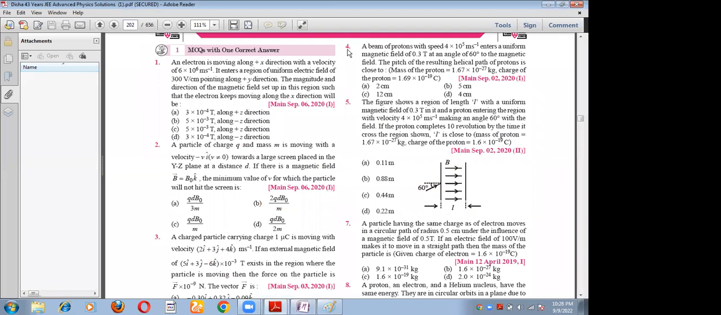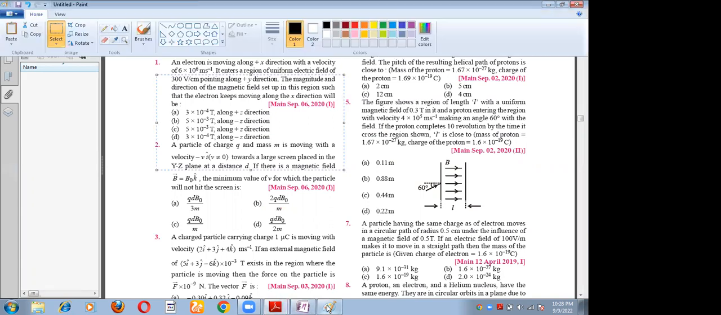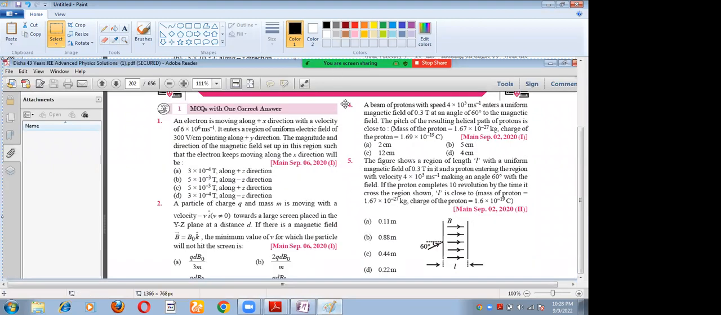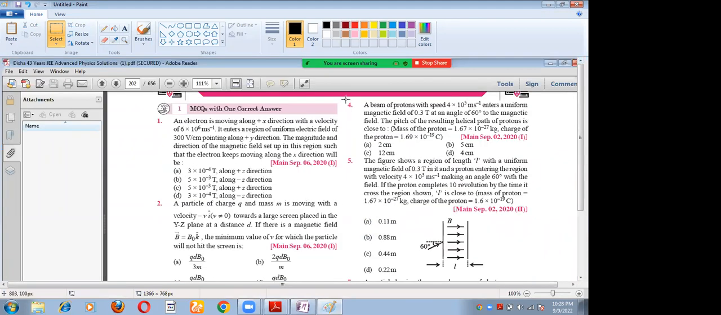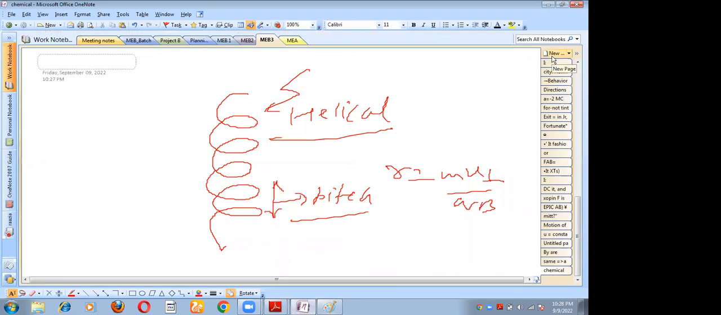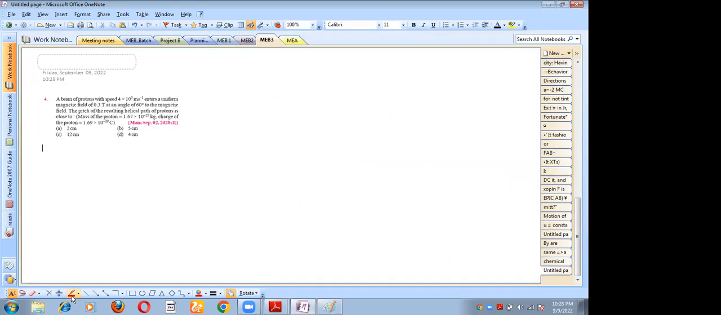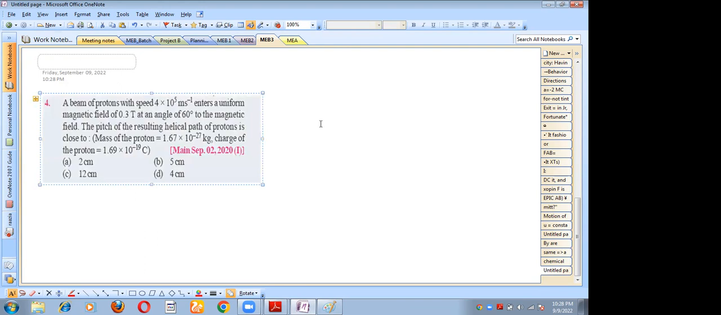So all of you do this question number 4. Attempt it quickly. Question number 4. Very easy question, I think, direct based on formula. So I will solve it for all of you directly.